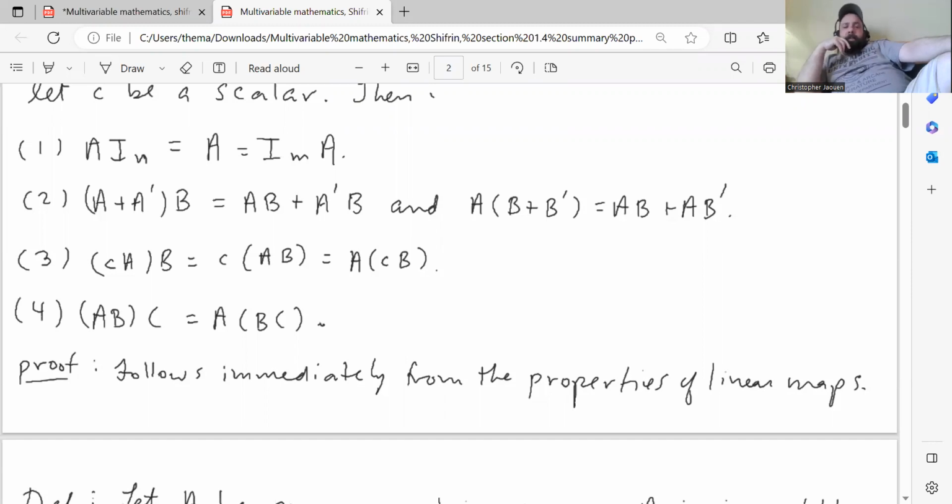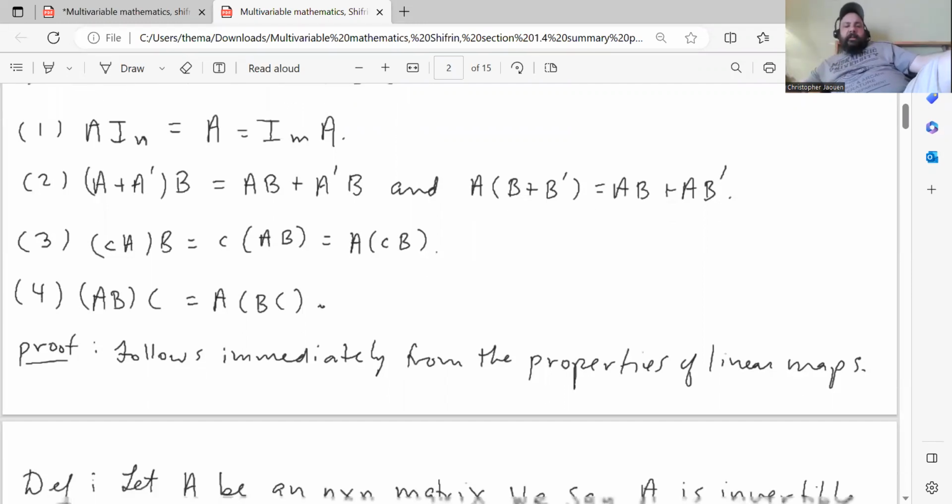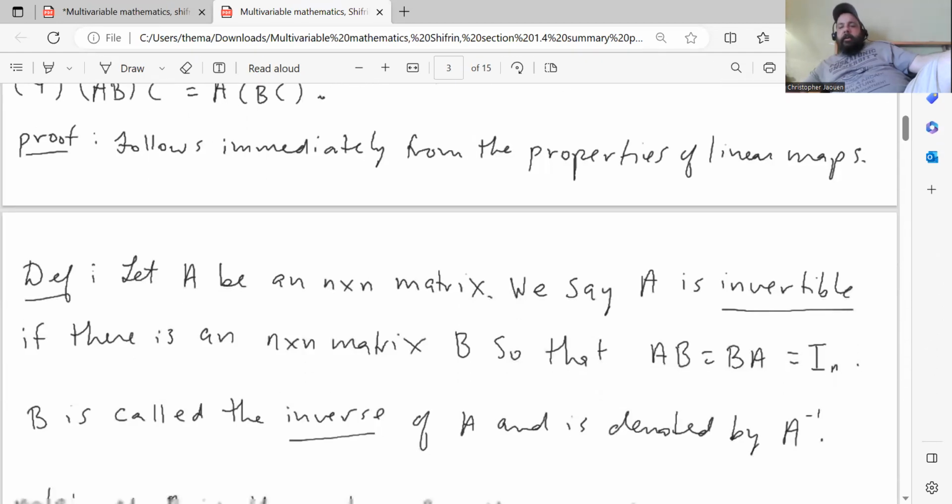And these properties just follow from the properties of linear maps and composition. So the proof follows directly from that, so we don't bother writing it out.